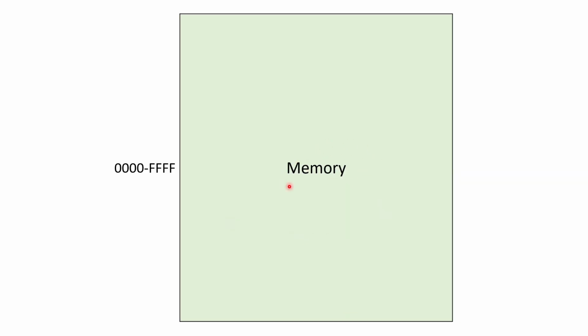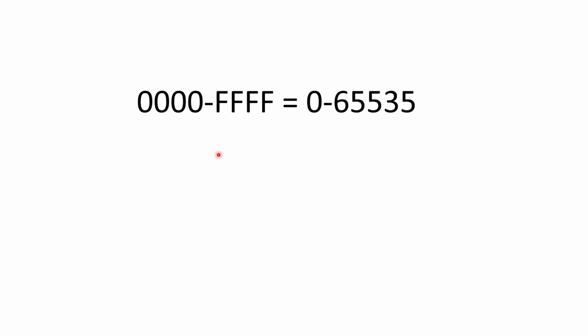When you access memory, you access it by using an address. And on the 6809, you get to use any 16-bit number as your address. So that means the range of all possible addresses goes from 0 to FFFF. In decimal, that means you have from 0 to 65,535, which is a total of 65,536 possible numbers.